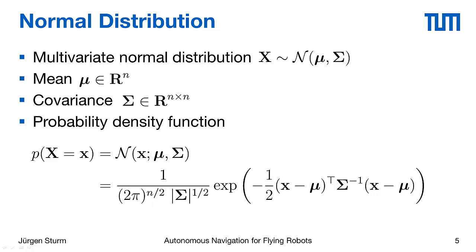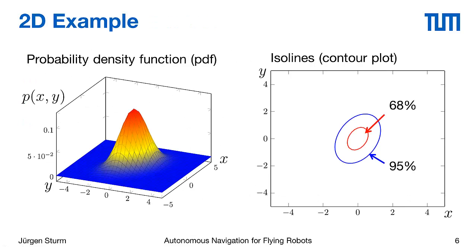to use this covariance matrix here and to invert it in the exponent. Good. And this is now a visualization of how this density looks like in 2D. So here we have a random variable which has two dimensions, x and y, and now the third dimension gives the probability density at this location x and y.